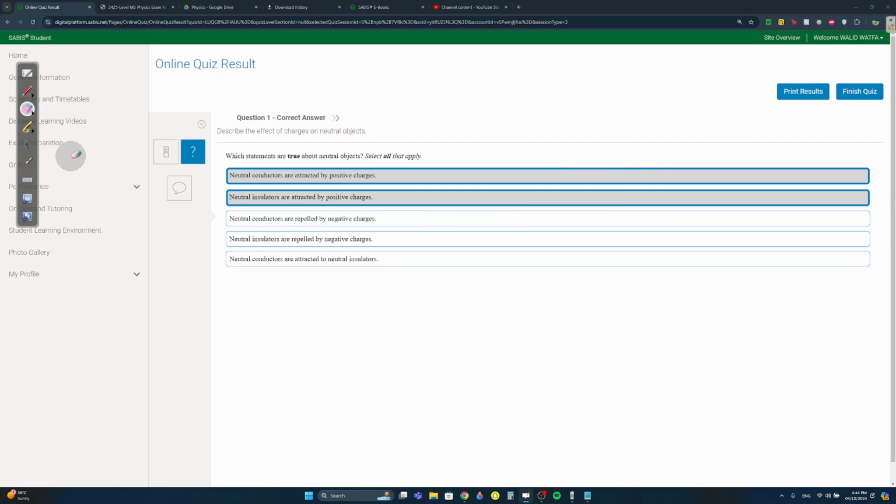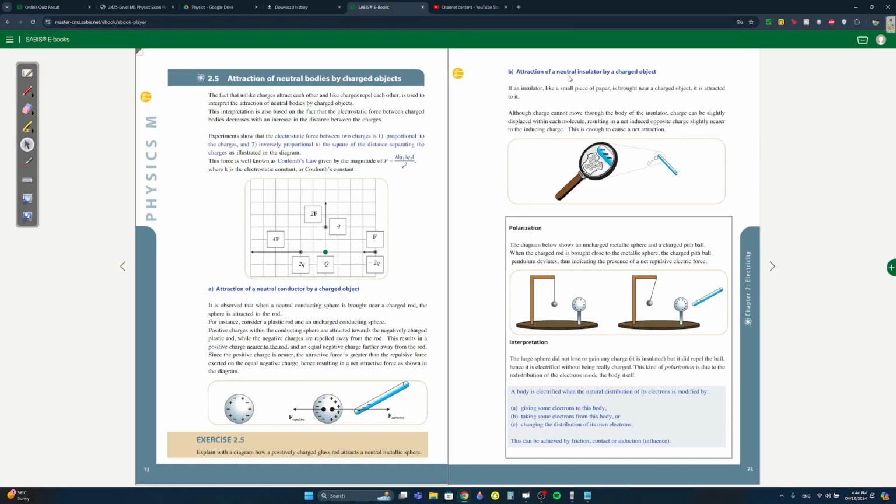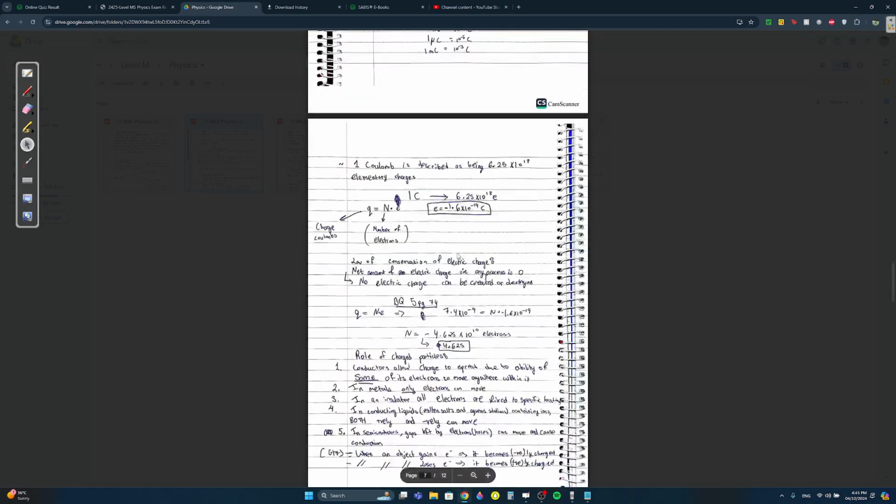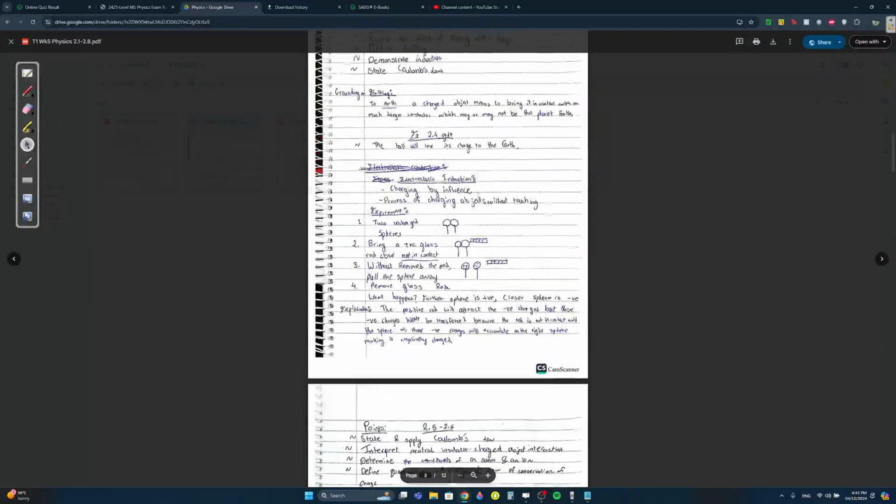If you want to see it in the book, it's over here. Attraction of a neutral object, insulator or conductor, both of them will become attracted by it. Okay. This wasn't in my notes, I think it wasn't in my notes, right? Yeah, it wasn't. But let me just mention it.